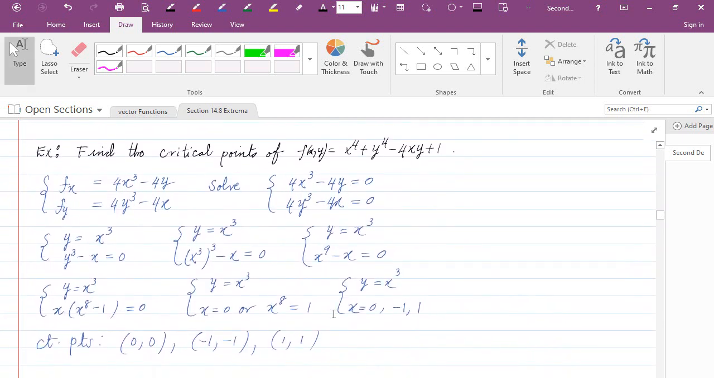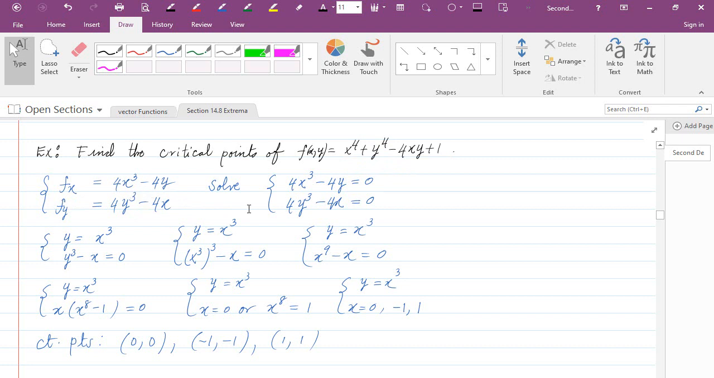Again, the same question: we want to find the critical points of the function x to the 4 plus y to the 4 minus 4xy plus 1. Well, we find the partials, so the partial derivative with respect to x would be 4x cubed minus 4y. The partial with respect to y would be 4y cubed minus 4x. So these are the partials.